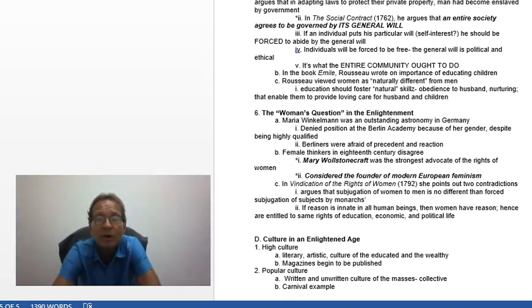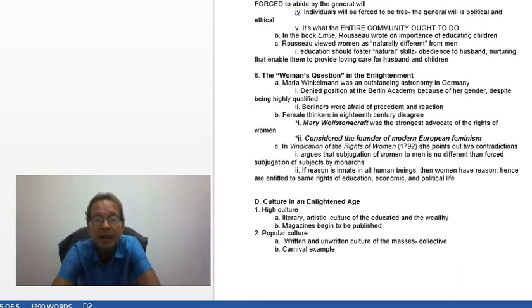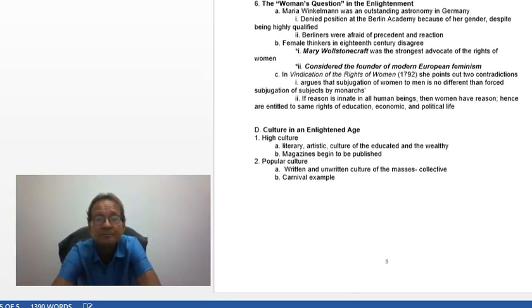And that's her book, The Rights of Women, from the very late 18th century. The subjugation of women to men is no different than forced subjugation of subjects by monarchs. If reason is innate in all human beings, then women have reason too, and they are entitled to the same rights of education in economic and political life.